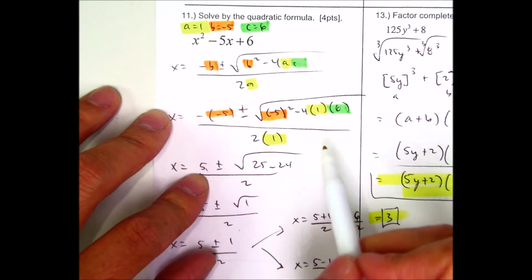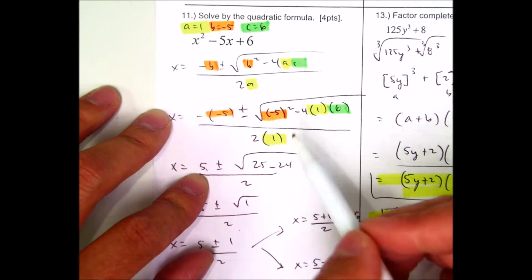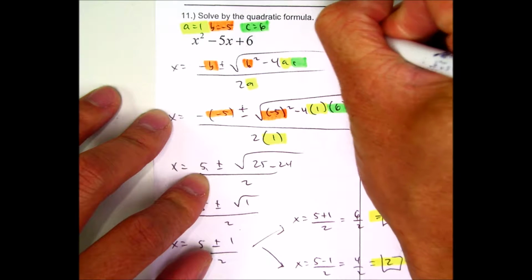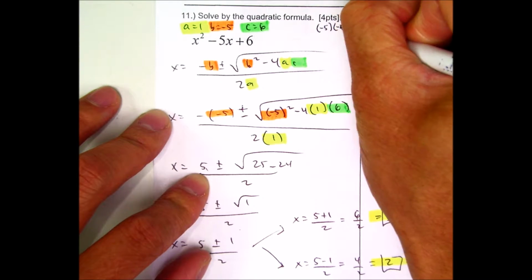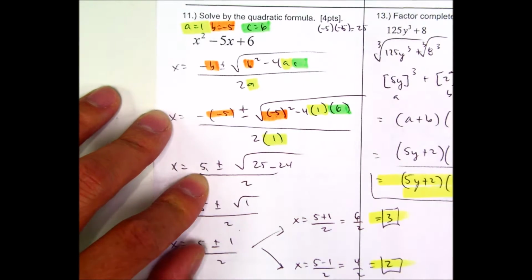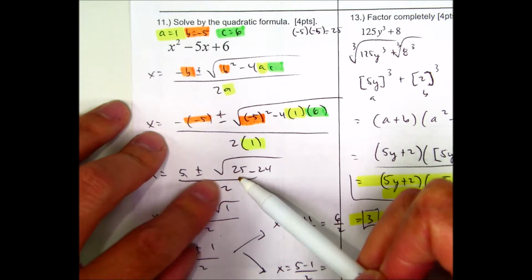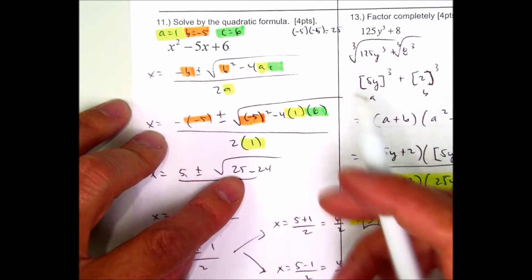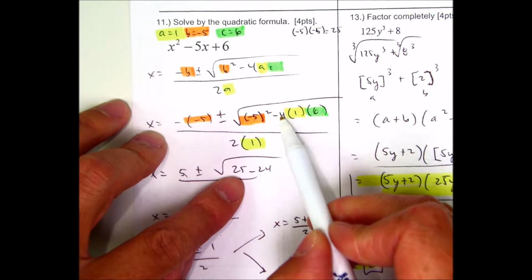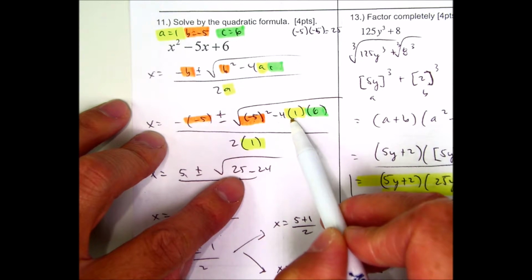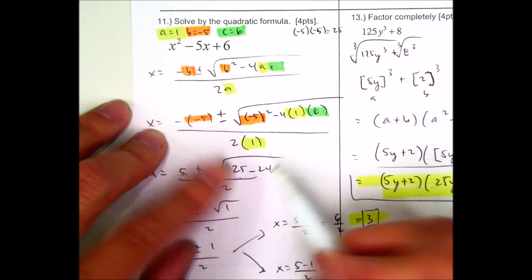The second common mistake I saw was inside the radical, the discriminant. Negative 5 squared, negative 5 times negative 5, is a positive 25. A lot of students thought this was negative 25. Wrong. Use your calculator, guys. Remember, this is negative 4 times 1 times 6. So negative 4 times 1 is negative 4. Negative 4 times 6 is a negative 24.